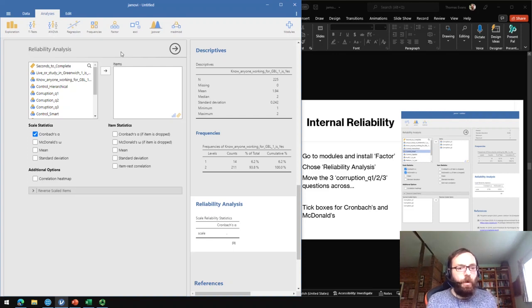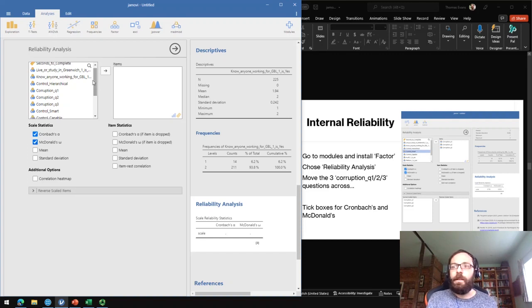McDonald's omega has become a lot more popular very recently as we've renewed our attention on improving our scientific practices. So we're going to ask for that as well. Under scale statistics, we want Cronbach's alpha and McDonald's omega, which looks like a funny W. And what we're going to do is copy across all three of those corruption items: corruption underscore Q1, Q2, and Q3. And you'll see immediately on the right-hand side, it's come up here and told us that the three items have a Cronbach's alpha of 0.79 and a McDonald's omega of 0.818.